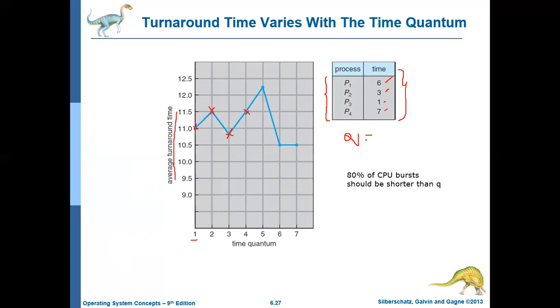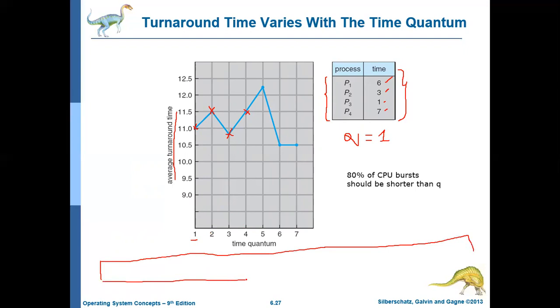Okay, let us assume one case and discuss. Let us assume the value of q is 1. That is, the CPU is going to context switch after every 1 millisecond. So if you draw a Gantt chart for this, it is going to be a little big.